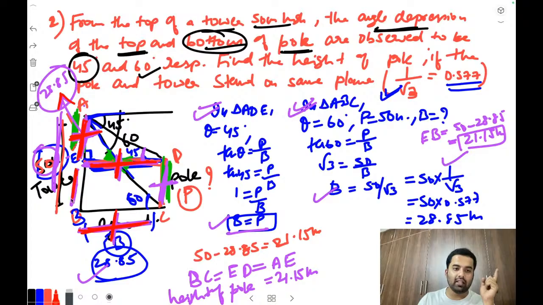So for getting this EB, what we did is this whole 50 minus this one. So we got EB, and EB equals what? CD only, right? CD. And CD is the pole height. Done.